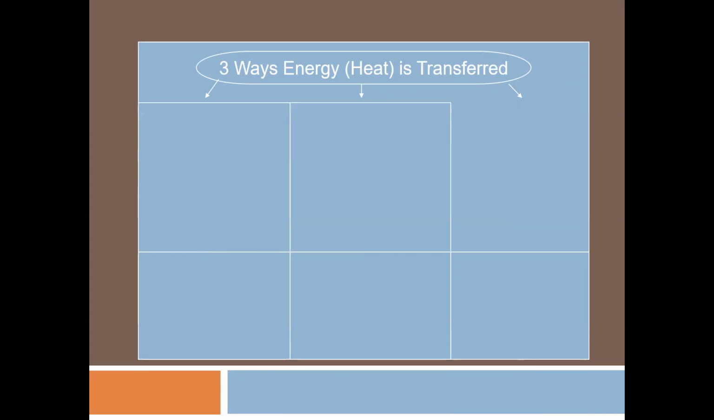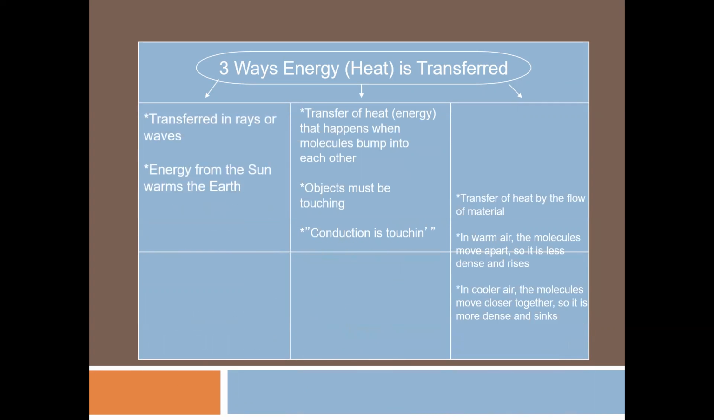So the 3 ways heat is transferred are conduction, convection, and radiation.